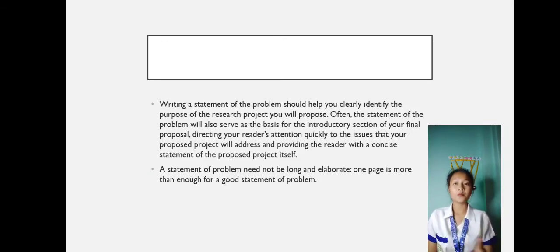Often the statement of the problem will also serve as the basis for the introductory section of your final proposal, directing your reader's attention quickly to the issues that your proposed project will address and providing the reader with a concise statement of the proposed project itself. A statement of a problem need not be long and elaborate. One page is more than enough for a good statement of a problem.